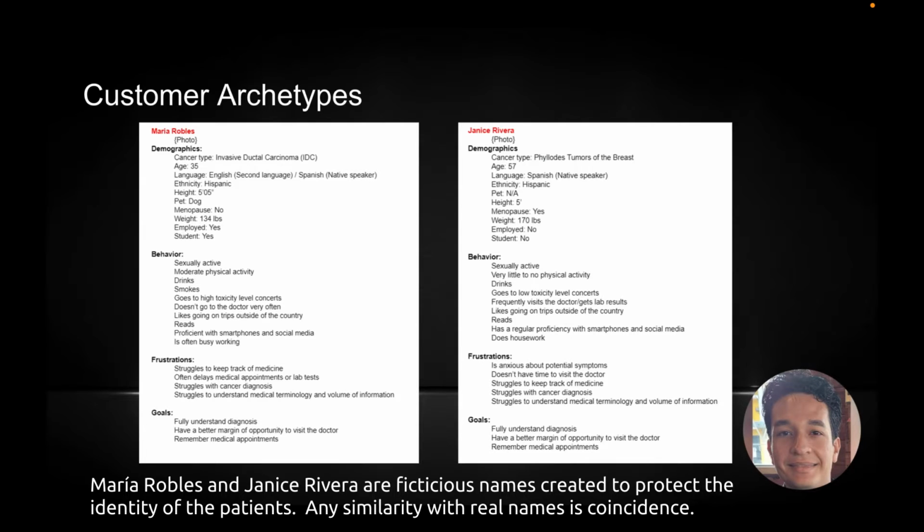Janice Rivera is a 57-year-old woman with a case of phylloid tumors of the breast. She weighs 170 pounds and mainly does housework. She doesn't smoke and she frequently visits her doctor, but she is postmenopausal and doesn't get much physical activity. They both wish to be more proactive with their cancer treatment. They want tools that allow them to educate themselves and simplify their appointment and treatment processes.